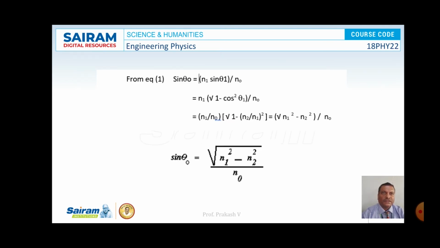And we can write sin theta naught is equal to n1 sin theta 1 by n0. Further, n1 into square root of 1 minus cos square theta 1, divided by n0. So finally, the value of sin theta naught is equal to square root of n1 square minus n2 square by n0, where n0 is the refractive index of the surrounding media. So this is the way of calculating the value of sin theta naught.